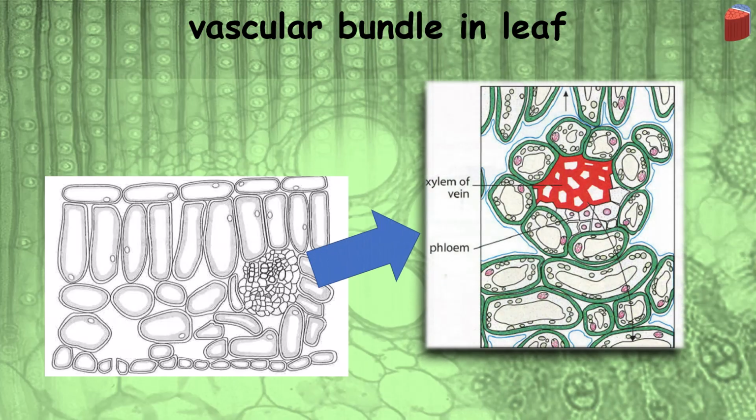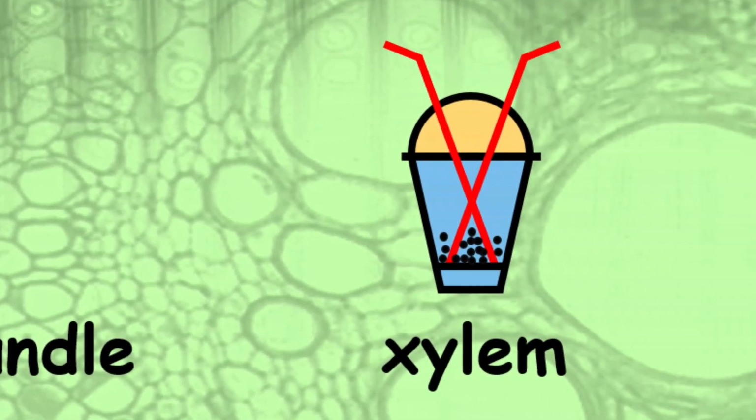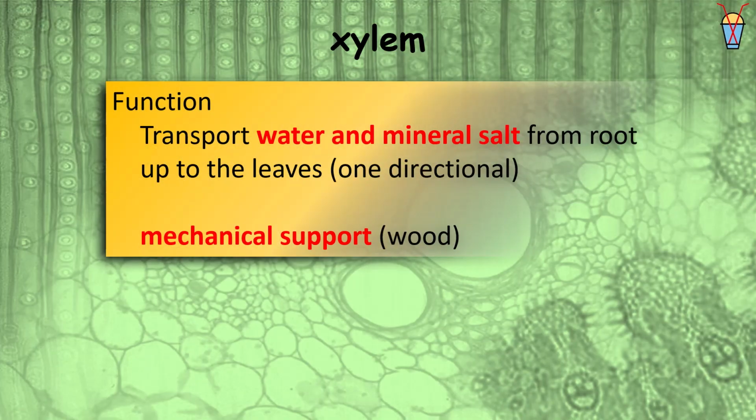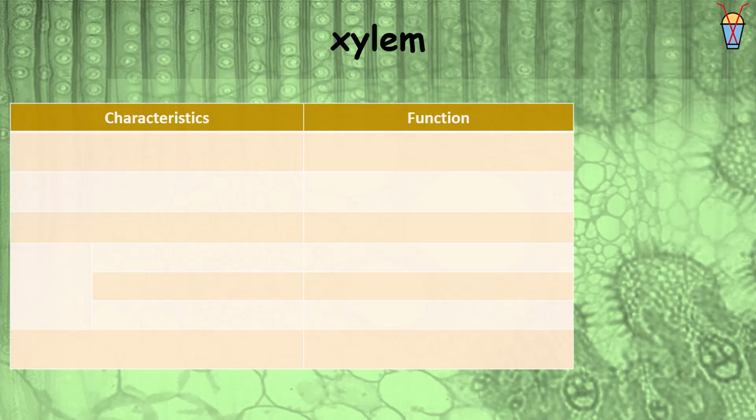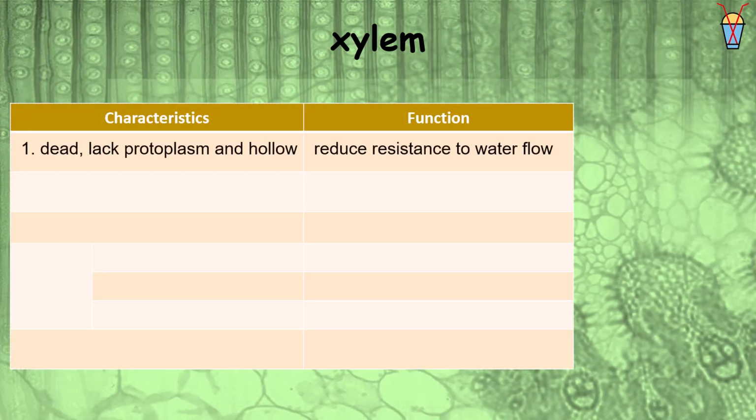Xylem is on top, while phloem is below. And again, xylem has a larger lumen and is more polygonal compared to phloem. The walls of xylem are also thicker than phloem's. Xylem. The functions of xylem are the transport of water and mineral salts in one direction, from the root up to the leaf. Lignin in xylem also provides mechanical support, which allows the wood to stand erect without a backbone. Xylem is both dead and hollow, meaning it is just like a husk.